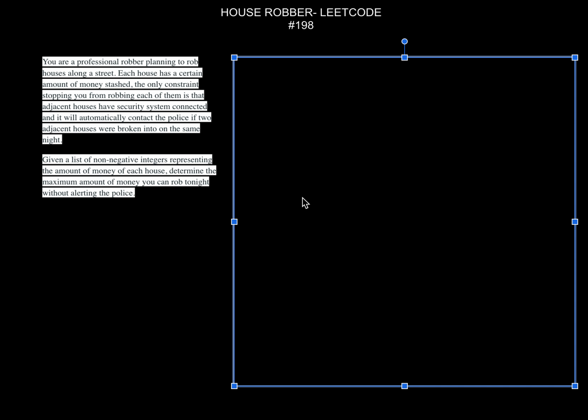So if we have like 1, 5, 2, 6, 3, the maximum amount of money we could rob in this case would be 11, because we could rob this house, and that would give us 11, and no other sum of houses that don't break our constraints would lead us to a number higher than 11. So that's kind of the main idea.